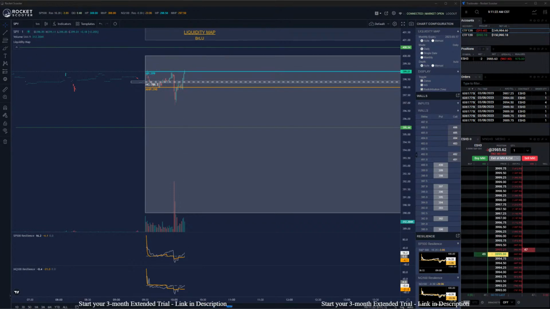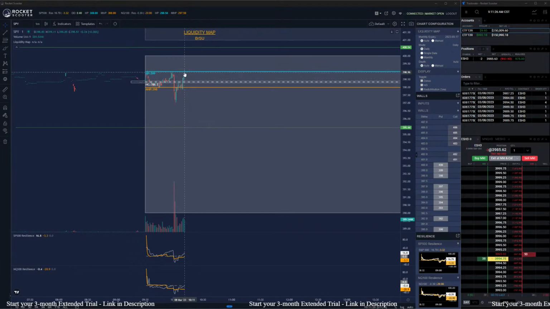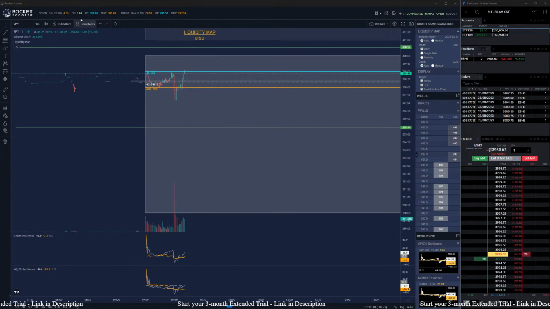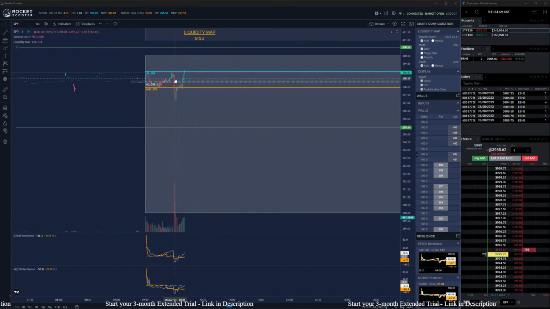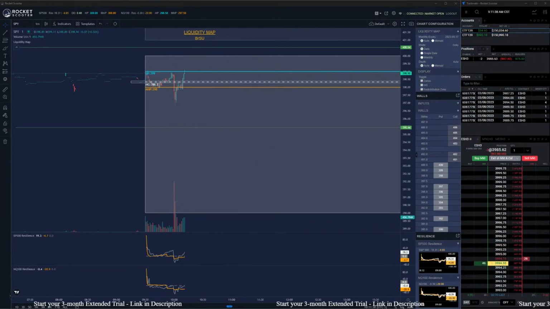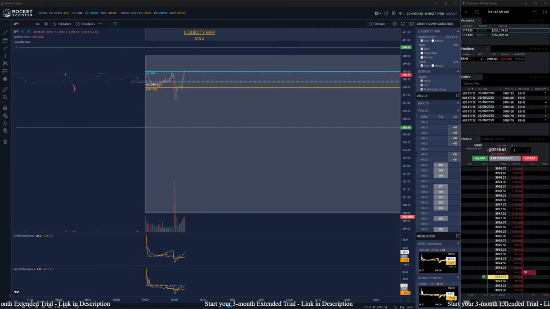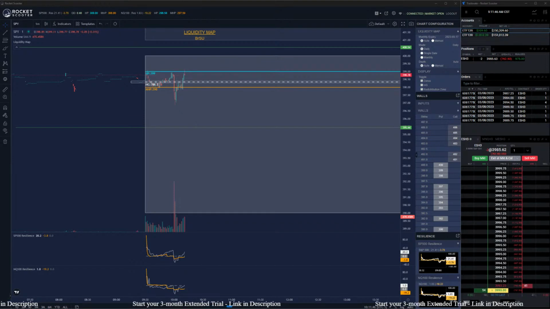So DD being negative, resilience still being positive. This is great for support right here. This exhausts the move to the upside. And of course, TD being 0.4, it'd be very rare for us to break out and go to the bull side here. I'm willing to be short from here to go to the lower band. And I'm actually going to practice this with another shorting against hedge.